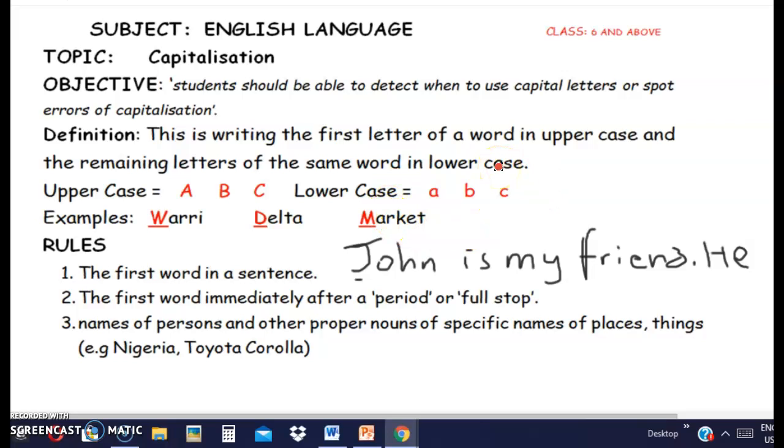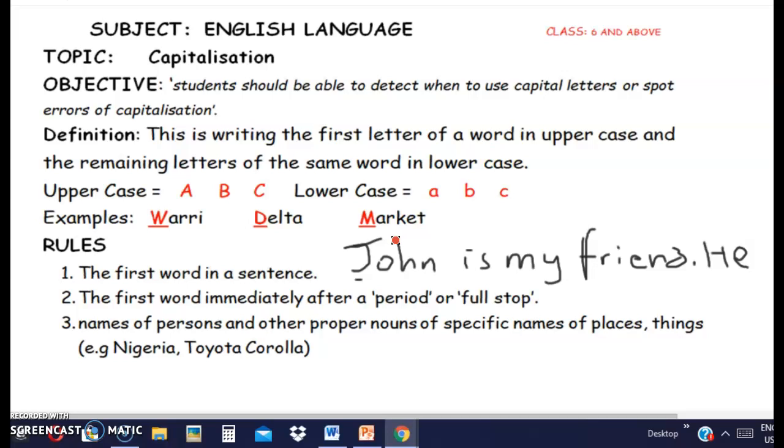So in capitalization, we are expected to write only the first letter of the word in uppercase, just like we have done here in Warri, Delta, and Market. The first letters of these words are written in capital letters. So when we say capitalization of a word, or capitalize a word, it doesn't necessarily mean that you have to write all the letters in capital letters, just the first letter of the word, and the remaining letters are in small letters.